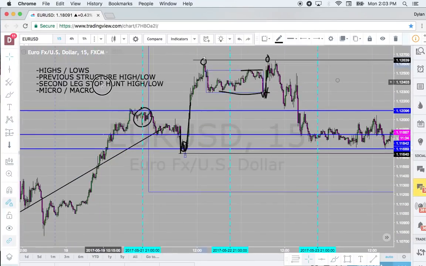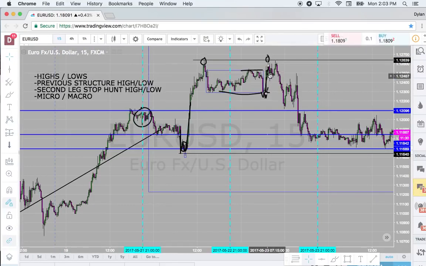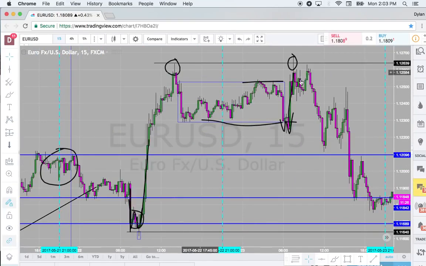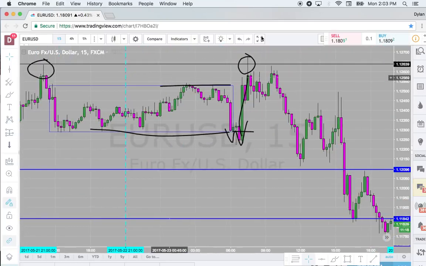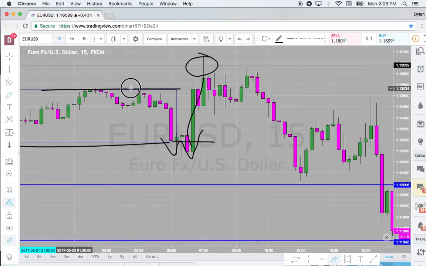Also, we talked about previous structure high and low. This is what I was talking about, the previous structure. This is the high of the previous day. It just so happens to be the high of the week as well. What happens next? Price comes up and in one candle breaks above the high of the day and the high of the week.